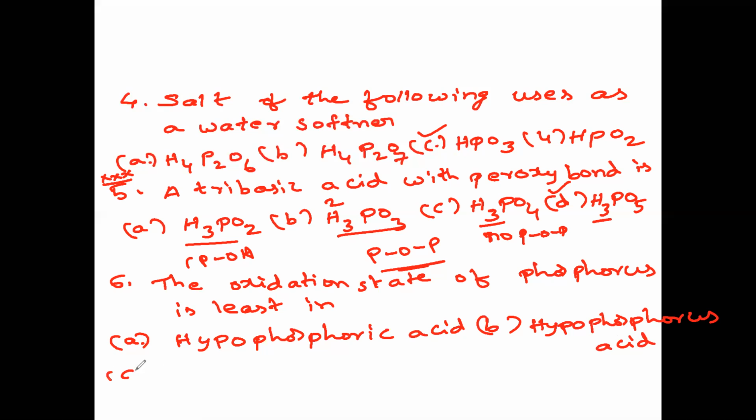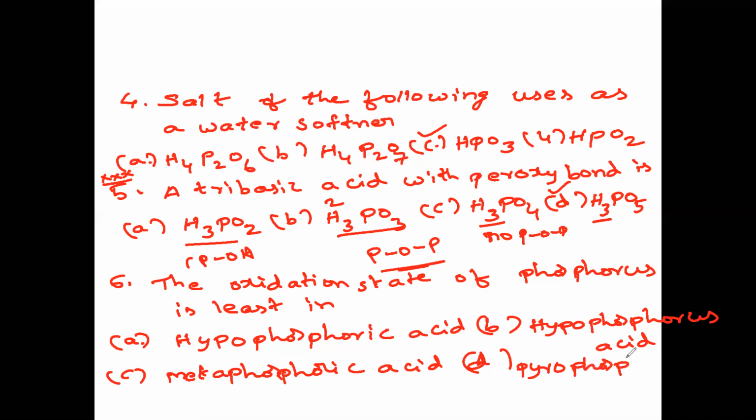Third option, metaphosphoric acid. And fourth option, D, pyrophosphoric acid. Out of all these, in which is the oxidation state of phosphorus least? If you know the formula, you can easily get the answer. So the answer is hypophosphorus acid.